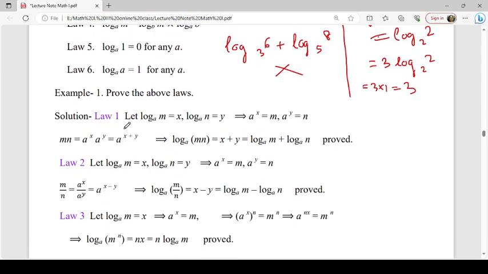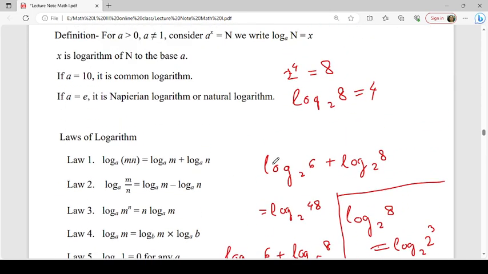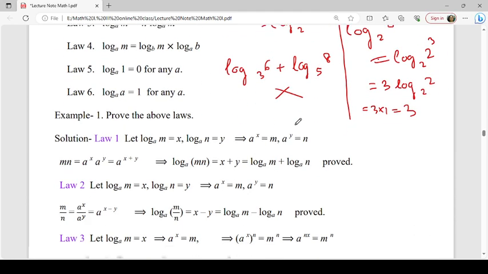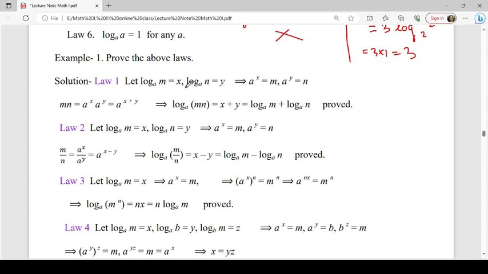To prove these things, log of a to the power m is equal to x. What do we do? We assume, if log of m to the base a is equal to x, then we can write a to the power x is equal to m, and if log of n to the base a is equal to y, then a to the power y is equal to n.